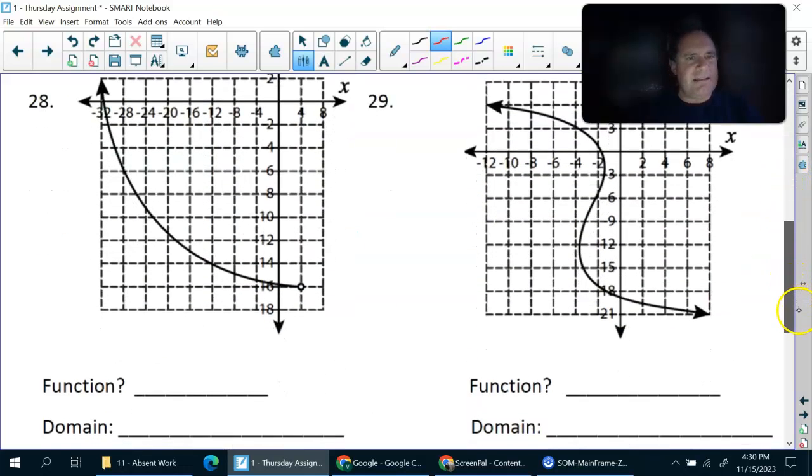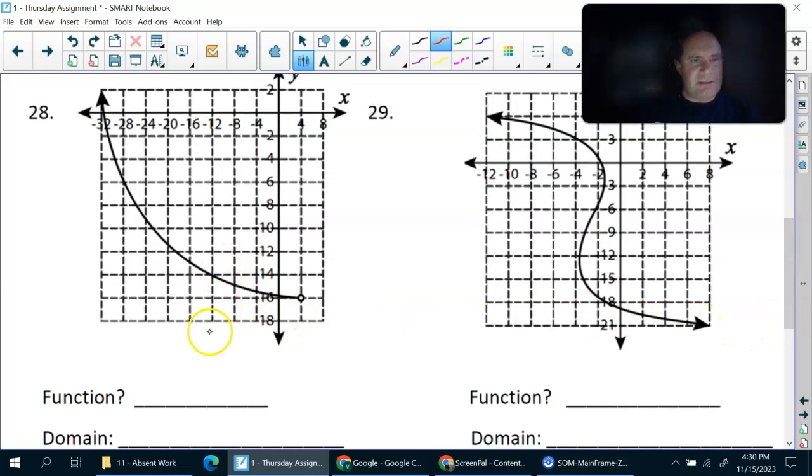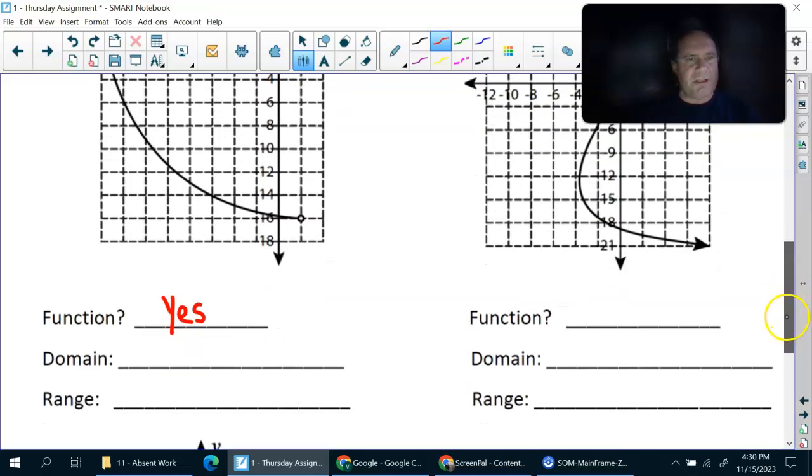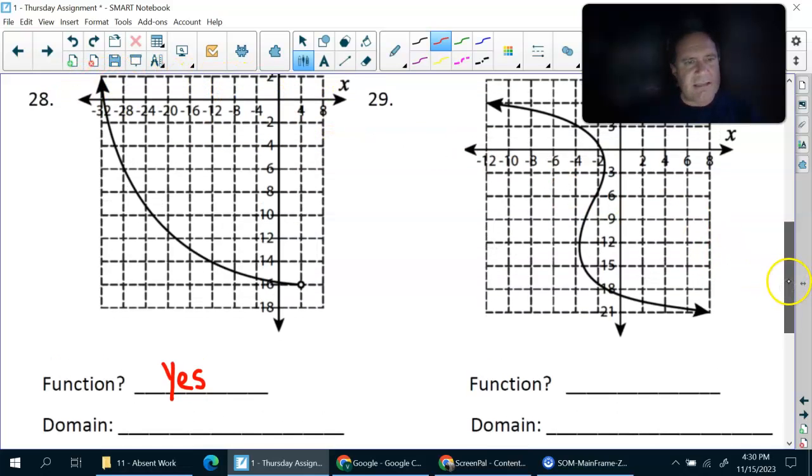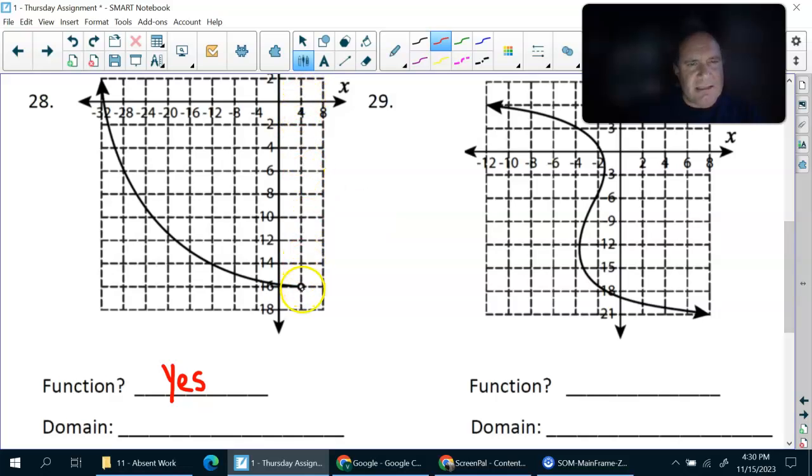Number 28, you're taking a look at, is this a function? Yes, you do the vertical line test right away. It's a function. It only crosses once. We have a domain. So we're going to look on the x-axis right here. We see that on the x, it starts at 4. So we're going to put a parenthesis and a 4 because that's an open circle. Then it goes in this direction and an arrow up forever. So that means on the x, it's a negative infinity.